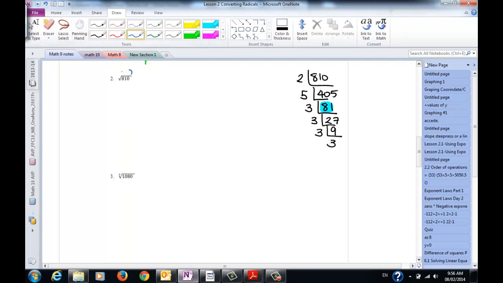So I'm trying to simplify the square root of 810. I'm looking for pairs. I have no pair of 2's, and I have no pair of 5's, so those are going to be my leftovers. And I have a pair of 3's, and I have a second pair of 3's. So I can rewrite this as the square root of 9 multiplied by 9, multiplied by 10. Again, I've got my pairs here, and my leftovers are 10.